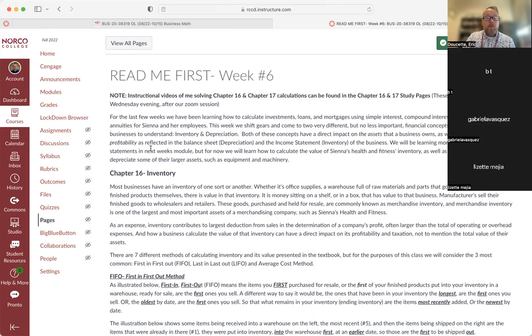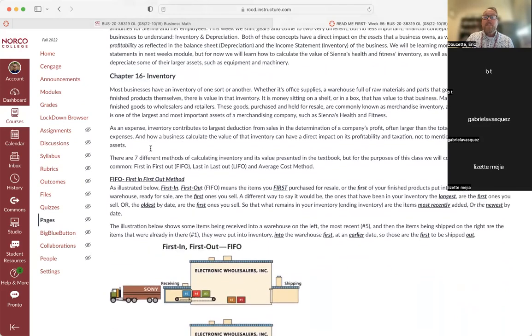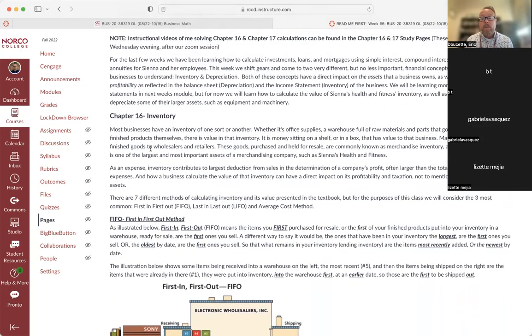So there's many different styles. I think there were 7 different types of inventory that you could do. And we're only going to look at 3 of them, and they're listed here. One of them is called first in, first out inventory. The next one's called last in, first out inventory. And then the final one is the average cost of your inventory.